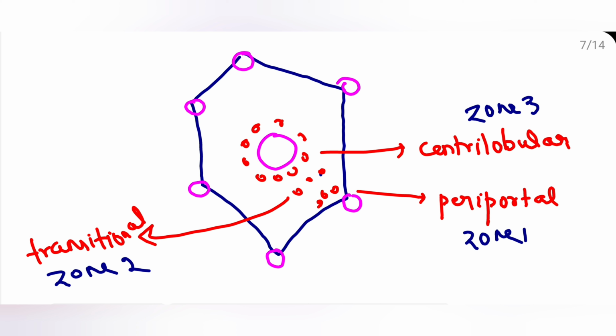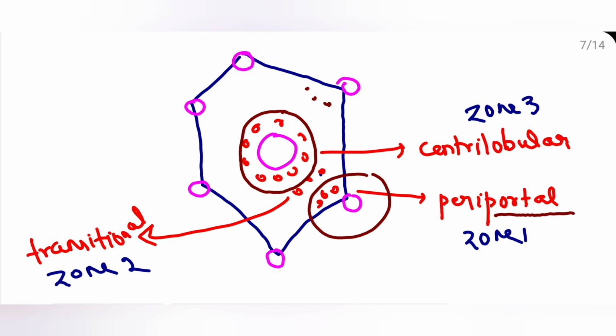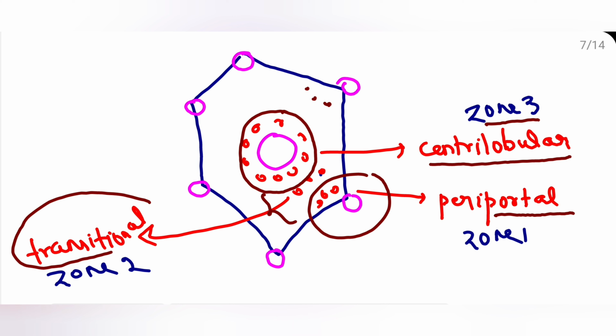Now why is this important? The hepatocytes near the periphery are zone 1, known as periportal hepatocytes. The hepatocytes near the central hepatic vein are centrilobular hepatocytes, zone 3. In between, the hepatocytes are known as transitional hepatocytes, or zone 2.